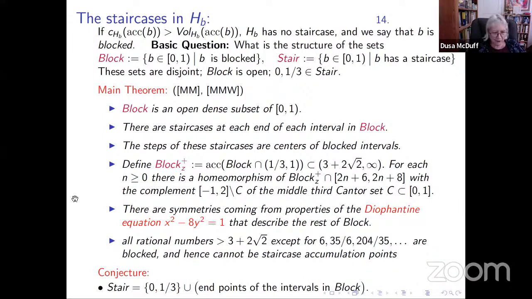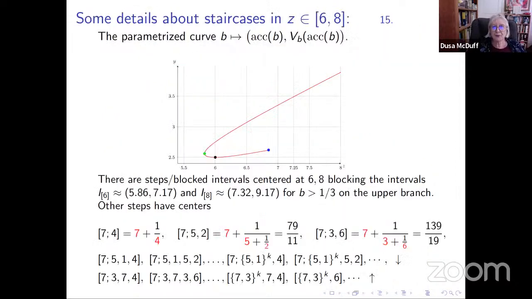Anyway, we have this conjecture that the staircase consists only of these points 0 and a third and the endpoints of the intervals in block, but we haven't proven that. That's our conjecture. So now let me try and explain a little bit what's going on here. Here's a picture again of this parameterized curve. We start with B equals 0, and this is the bit where B is less than a third. The bit I'm interested in is where B is bigger than a third. And what I've been telling you is what happens above 6. So in between 6 and 8, and then there's the next interval and so on.